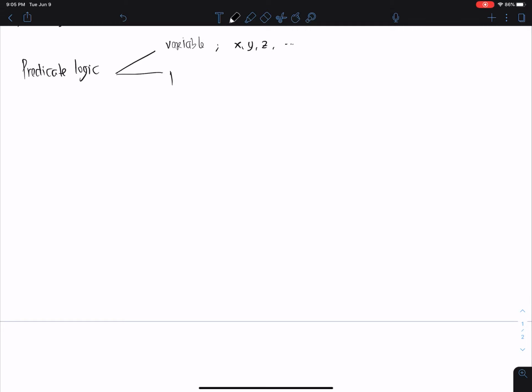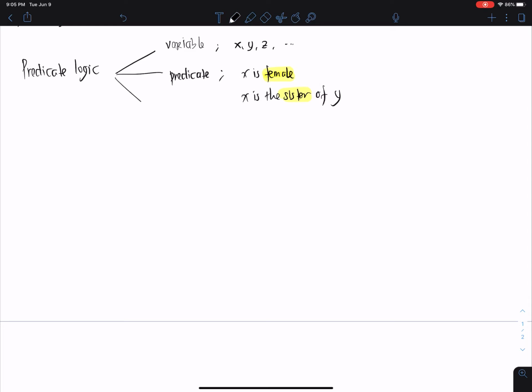And also we have predicates, like x is female. So how can we represent this? We can make use of that kind of predicate here. Or to say x is the sister of y. So the sister predicate here we can have in predicate logic.